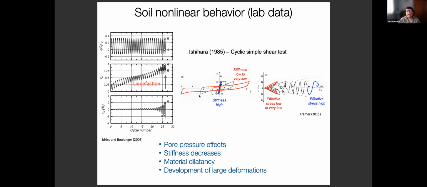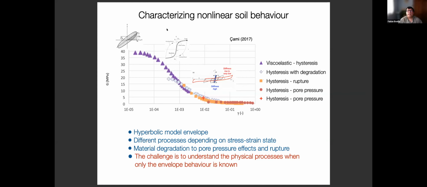This is a very complex behavior for granular materials where we can have some pore pressure effects. So then we have an excess of pore pressure, an increase of the pore pressure excess. We can have the development of large deformations, and we have dilatancy effects, and they produce very large deformations as was shown by Ahmed before. But the problem with characterizing nonlinear soil behavior is that we have different experiments, and what we report is the shear modulus as a function of the shear deformation and also the damping, of course.